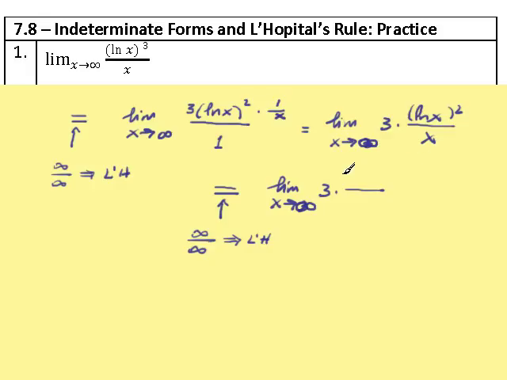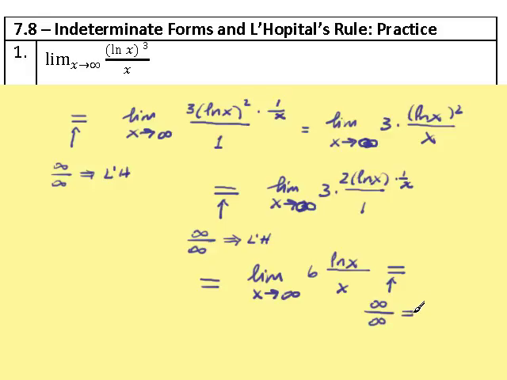Derivative of the numerator, again, chain rule. Derivative of the inside is 1 over x, and derivative of the denominator is 1. So we're back to another quotient. Sometimes we have to apply L'Hopital more than once, and we just have this 2 times 3, this 6 in front, and we have log x over x. Again, infinity over infinity, so one more time we'll do it. Again, we have this type of limit, so we can apply L'Hopital. This will be the last time.